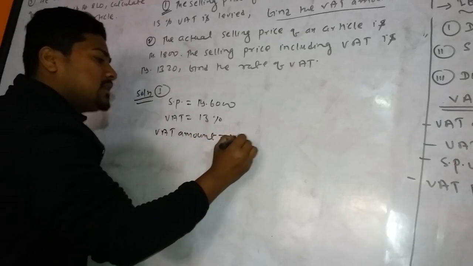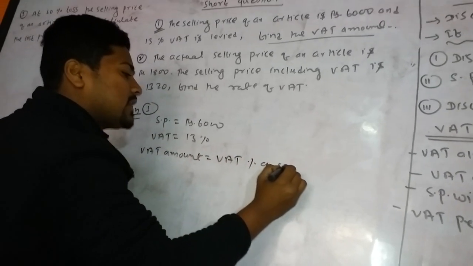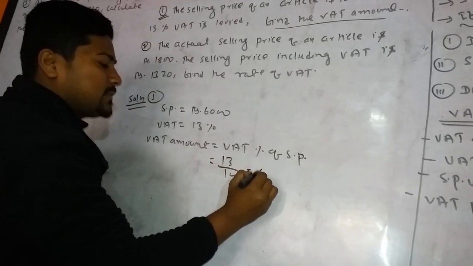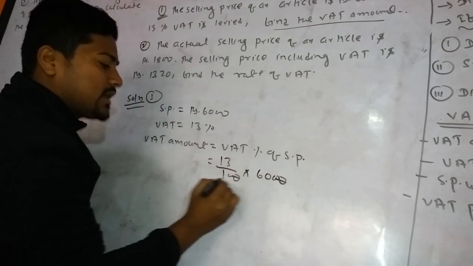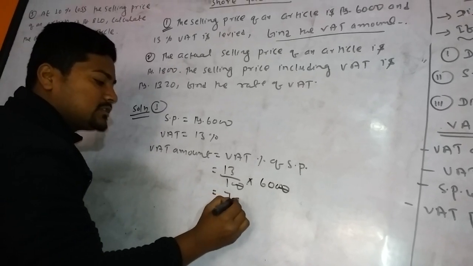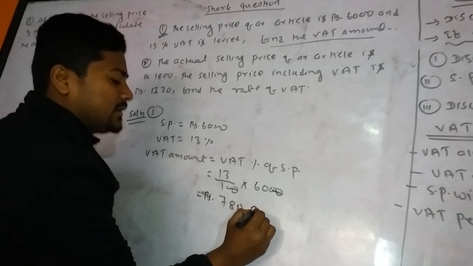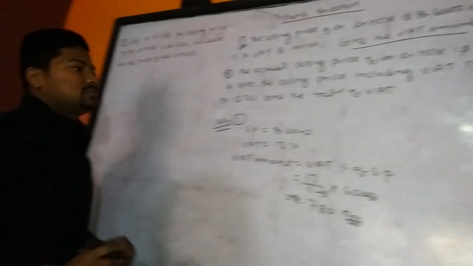VAT amount formula is what? VAT percentage of SP. So VAT percentage means 13 upon 100 into SP 6000. What will come? 780 rupees. Therefore, VAT amount is equal to 780 rupees. In this way, we can solve this question.